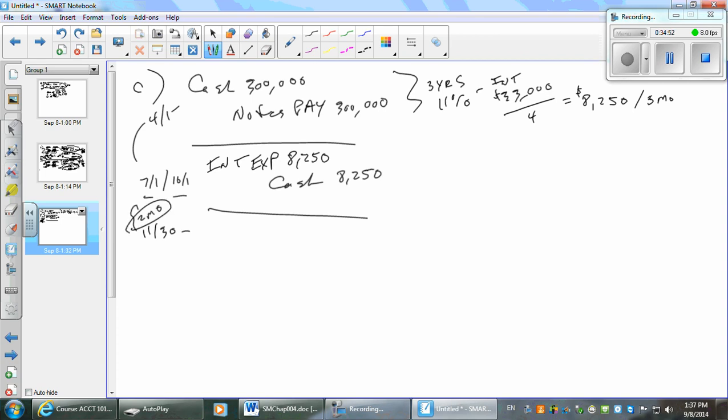Two months went by between the last payment, the month of October and the month of November, and my year end here is November 30th. So what do I have? I have two more months of interest expense. Every day that goes by, I have interest expense.